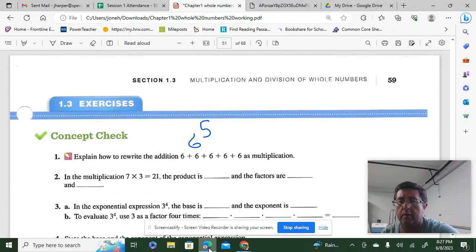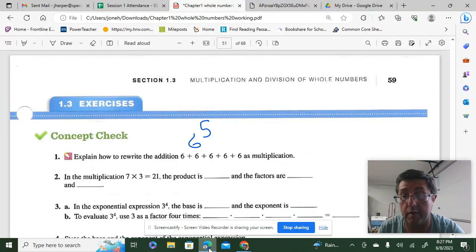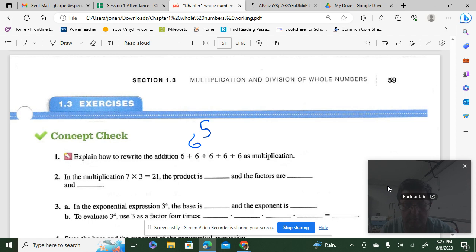Okay, guys, this lesson might take a little while, like the last one. The last one took me over an hour to do. This one, hopefully, I will be able to do a little faster.